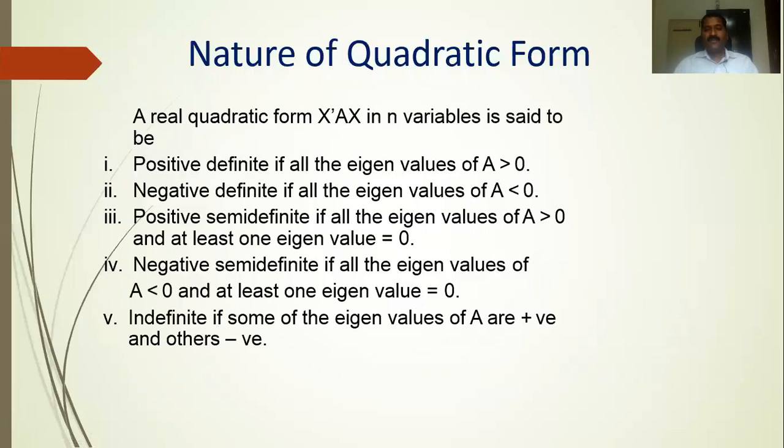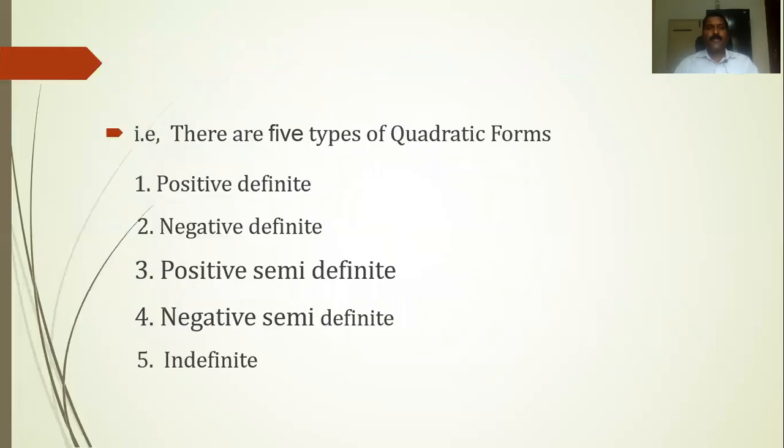Right? If some are greater than 0 and some are less than 0, then it's said to be indefinite. For example, lambda equal to 2, -3, -4. Or -2, -3, 4. Or 2, -3, 4. You know, some of them are less than 0, some of them are greater than 0, then it's indefinite. Right? So, as far as definiteness is concerned, there are 5 types of quadratic forms.